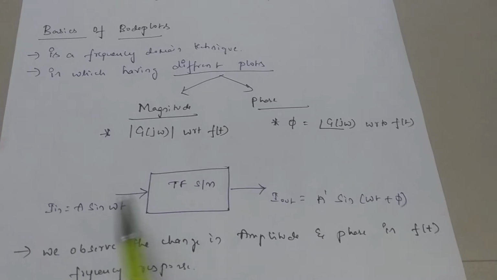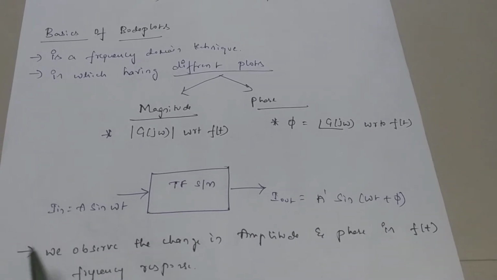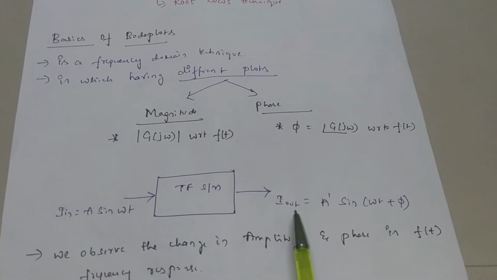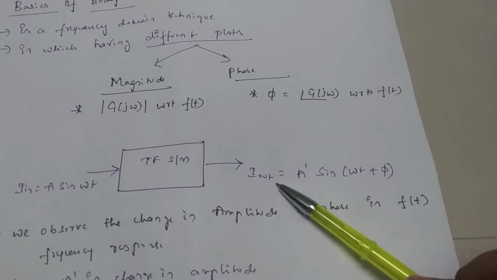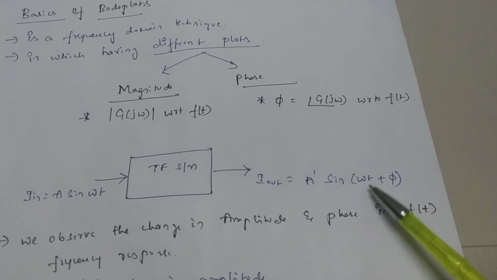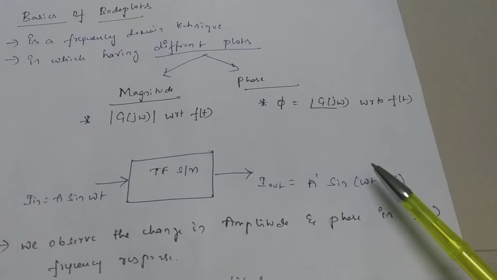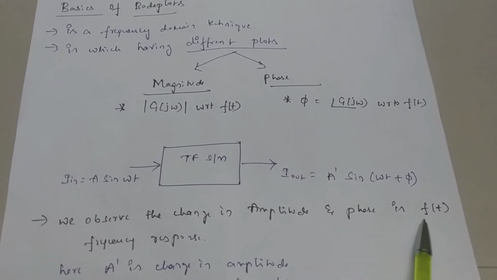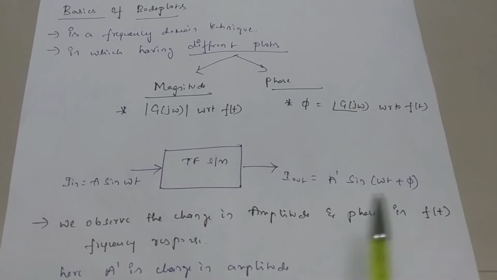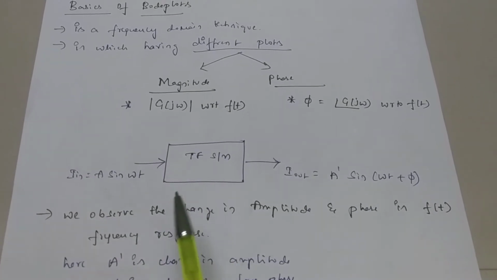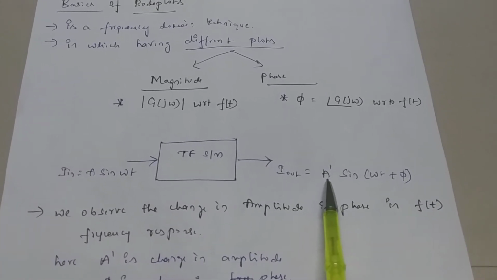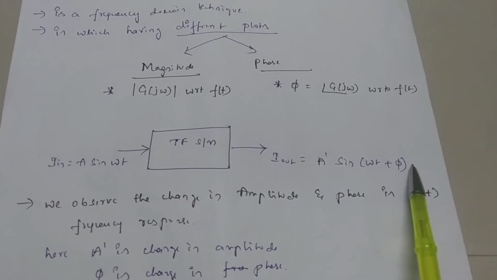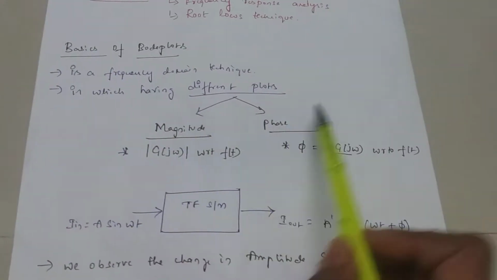So this is an input with respect to frequency along with a gain, A sin omega t, which is going to explain with respect to frequency how much gain is getting changed by change in amplitude and change in phase. See here, we observe the change in amplitude and phase in the frequency domain with respect to a transfer function here. A dash is the change in amplitude and psi is the change in phase angle. So this is nothing but a Bode plot.